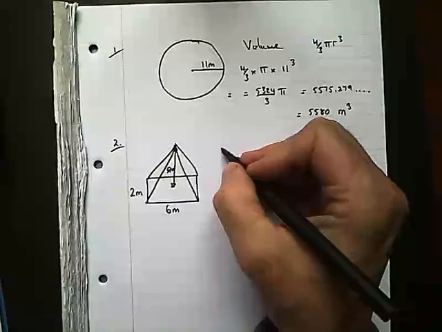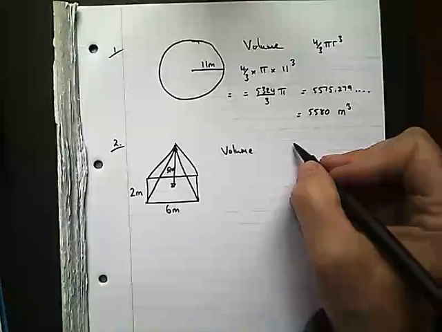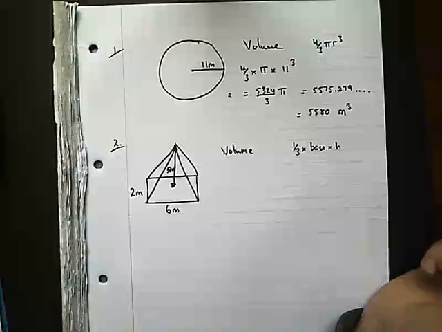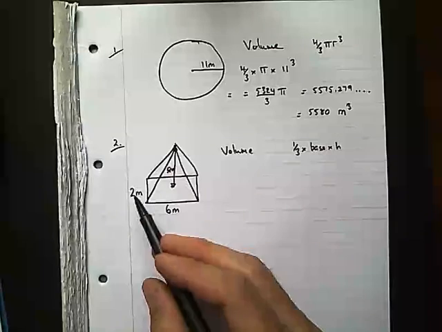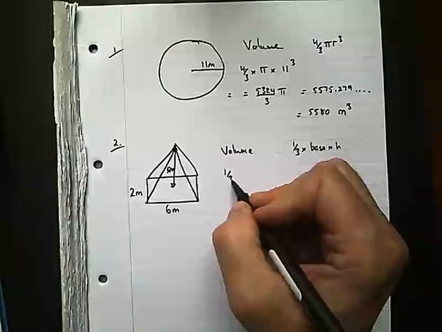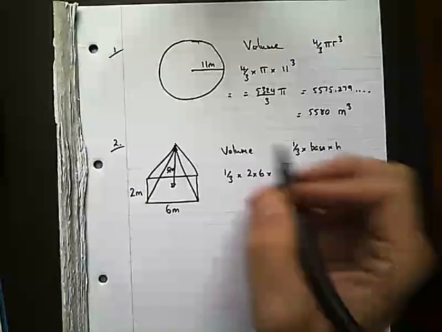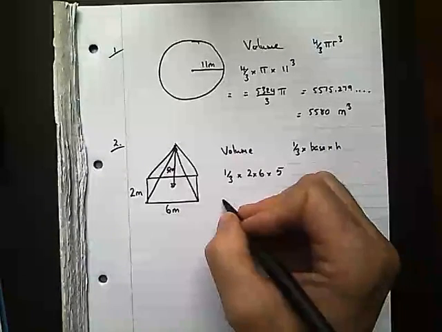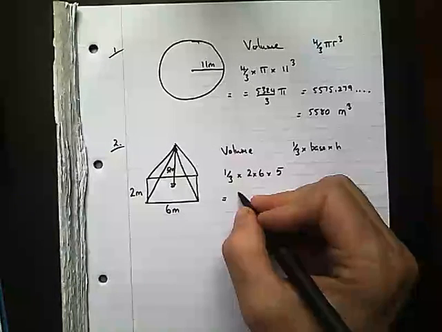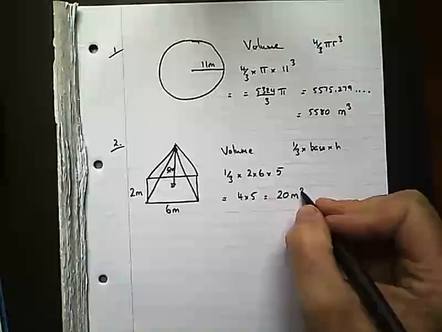So the volume, and let's remember the formula. It's 1/3 times base times height. So the base being a rectangle, it's 2 times 6. So the volume equals 1/3 times 2 times 6 times by the height, which is 5. 2 times 6 is 12. 1/3 of 12 is 4. So it's 4 times 5, which equals 20 meters cubed because we're working in volume.